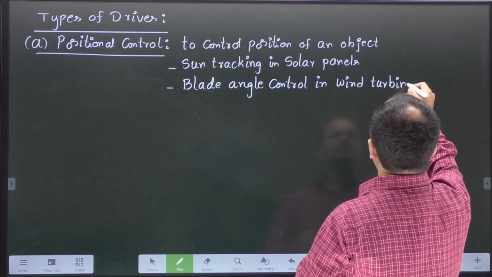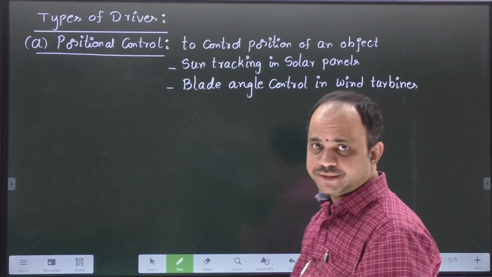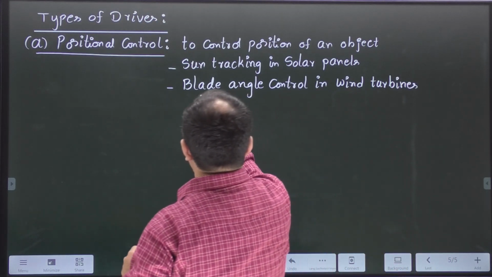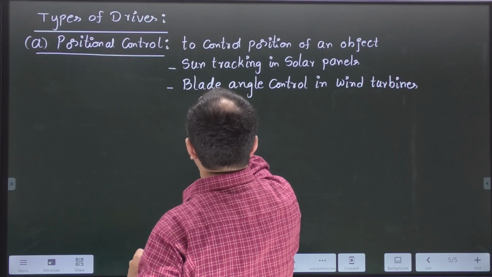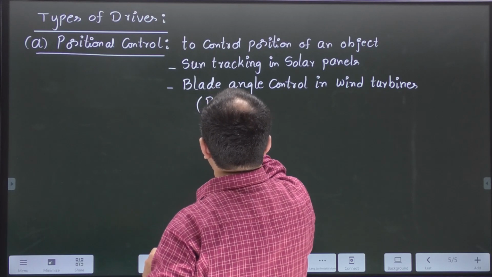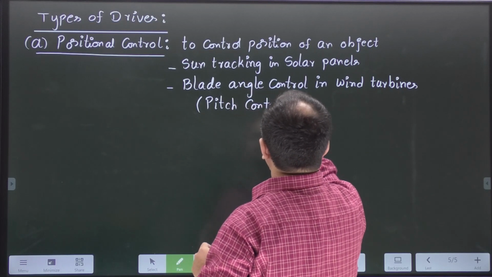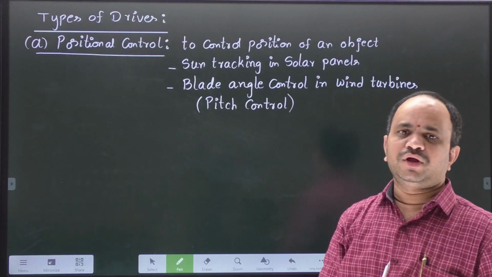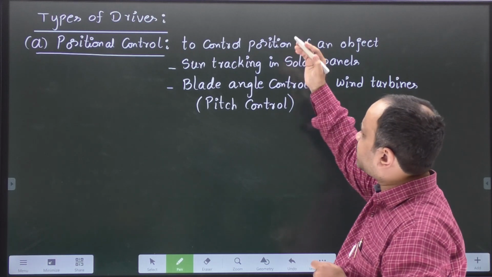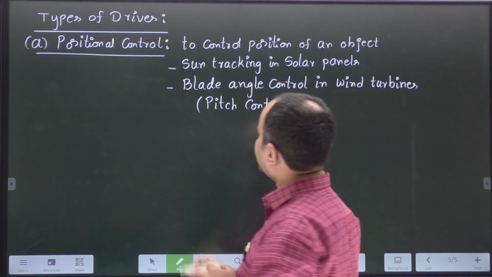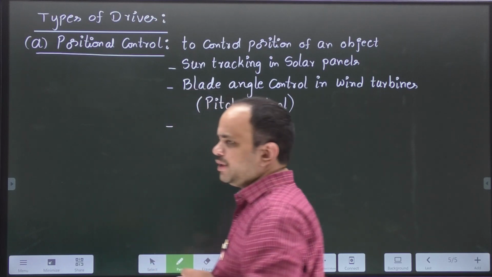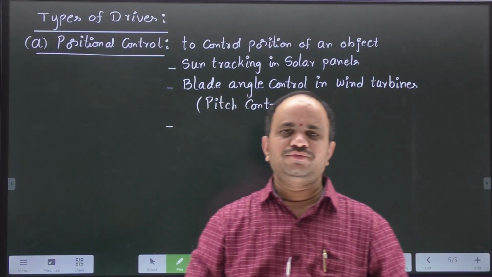Blade angle control in wind turbines. This particular concept is also called pitch control. So these are all the examples for position control. And another example is, probably you might be aware of that.